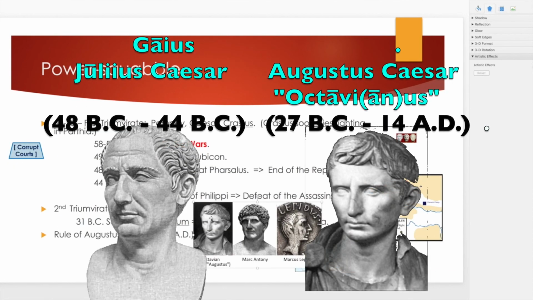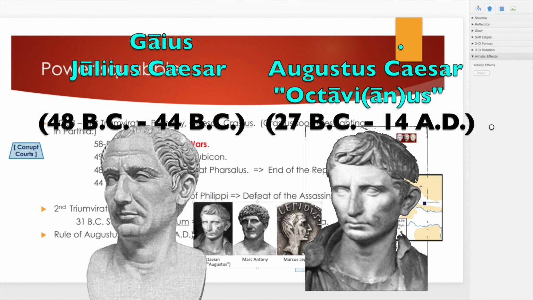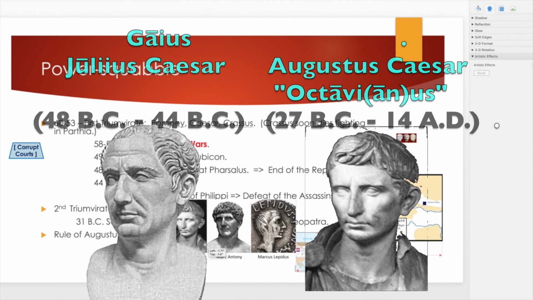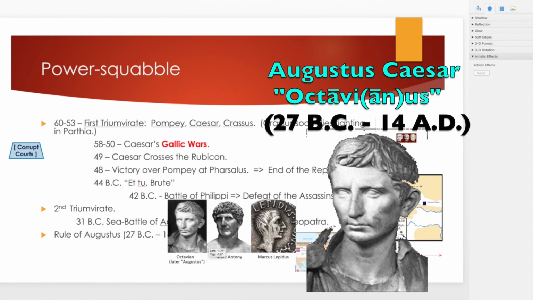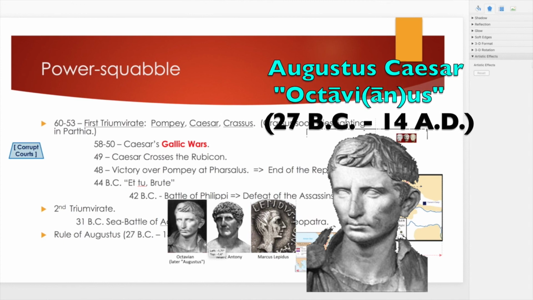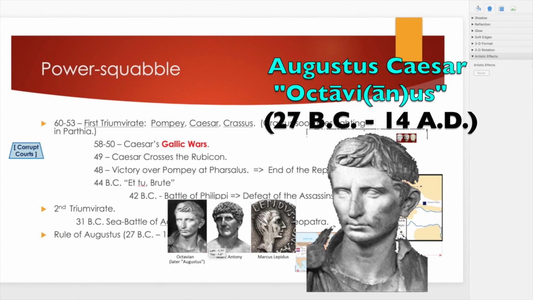Okay, so you have two Caesars in history. Julius Caesar won the first triumvirate, and Augustus Caesar won the second triumvirate. And the ascendancy of Augustus Caesar marks the end of the Republic. He would be the first Roman emperor, and he would rule for a long 40 years, from 27 to 14.